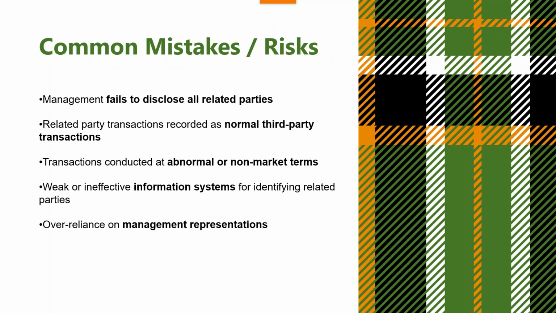Management may fail to disclose all the related party information. Related party transactions may be recorded as normal transactions. Some transactions may occur at abnormal prices. Weak systems may make differences go unidentified. The auditor may rely too much on management's explanation. All these increase the risk of material misstatement.